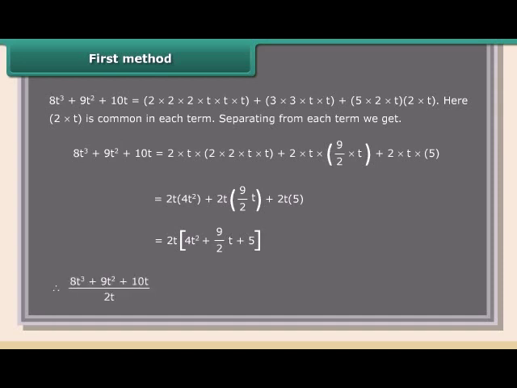Therefore, 8t cube plus 9t square plus 10t upon 2t is equal to 2t into 4t square plus 9 upon 2 into t plus 5 whole upon 2t is equal to 4t square plus 9 upon 2 into t plus 5.